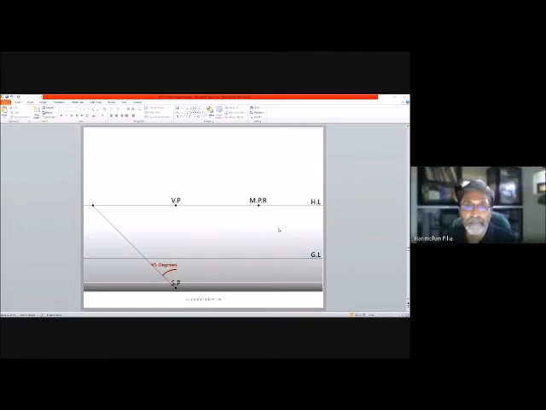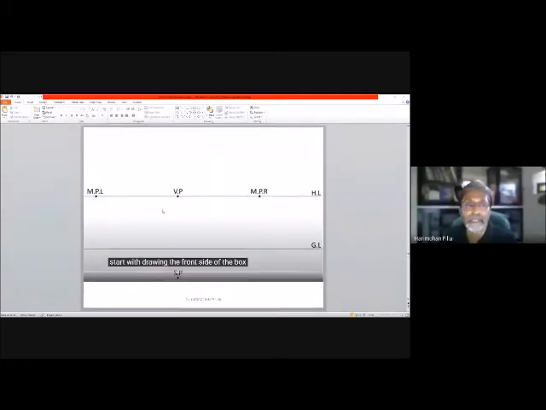Okay, it's very simple. Vanishing point and station point should be in one line. From the station point, draw 45 degree like this, 45 degree like this. So wherever it cuts, MPL and MPR. Okay. So you have MPL and MPR. Now, once you have this, now you can draw methodically anywhere on the ground line.